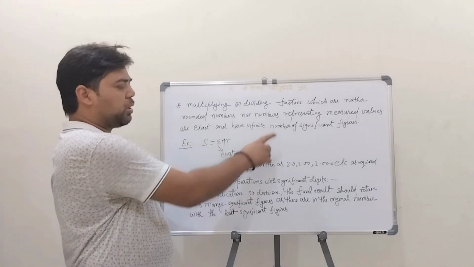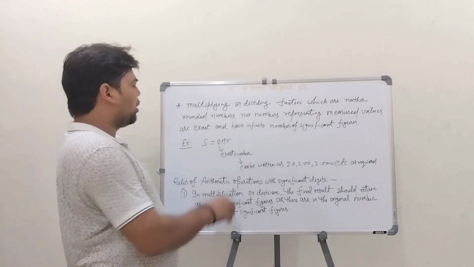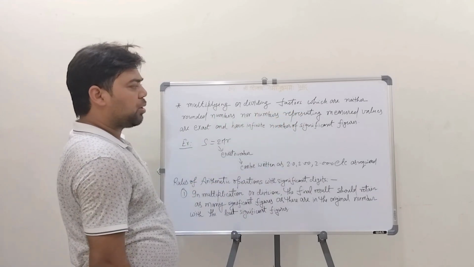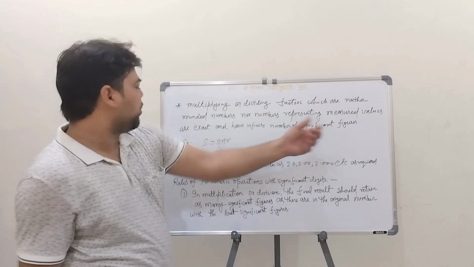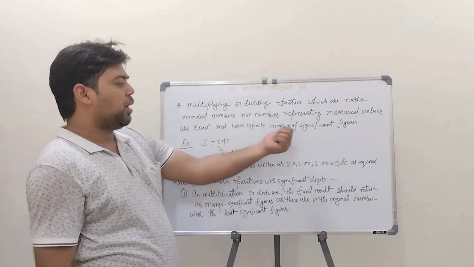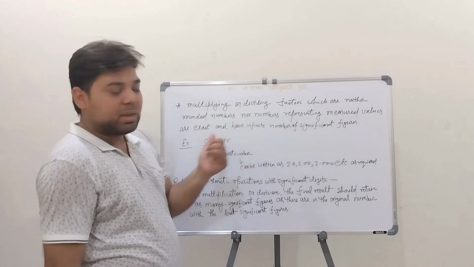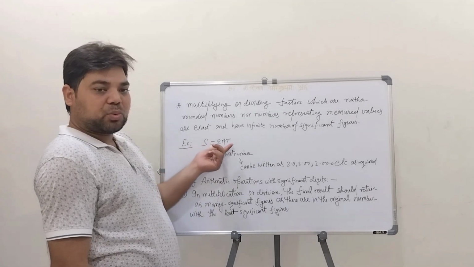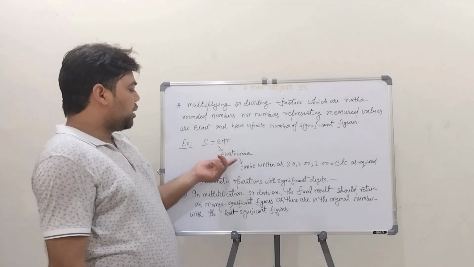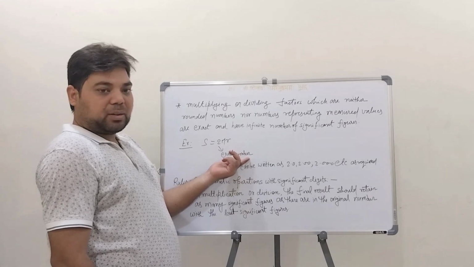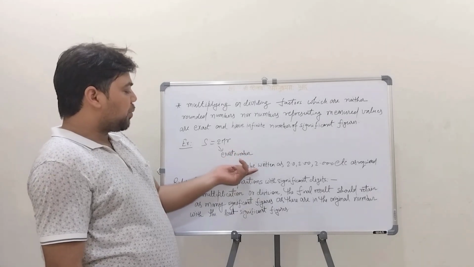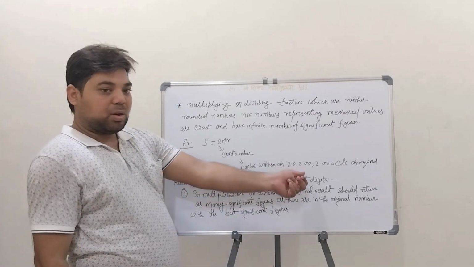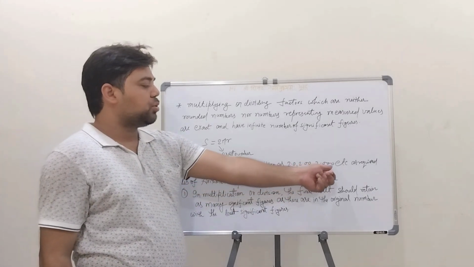Another important rule in determining significant digits is this. Multiplying or dividing factors which are neither rounded numbers nor numbers representing measured values are exact and have an infinite number of significant figures. Let us take an example to understand that. The perimeter of a circle is equal to 2πr, where 2 is an exact number and it is a factor. How can it be represented? 2 can be written as 2.0 or 2.00 or 2.000 etc. as required.